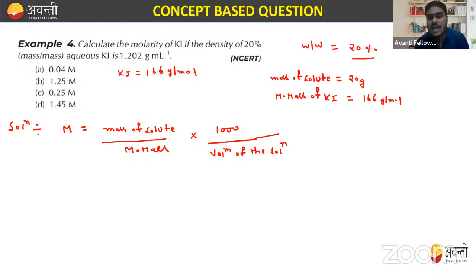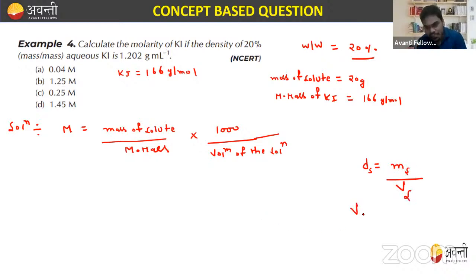Now, the big question is how will you find the volume of the solution? Because in this question, the volume of the solution is not given. To calculate the volume of the solution, we use the concept of density. Density is nothing but mass upon volume. Always remember, this is the density of the solution. So density of the solution is mass of the solution upon volume of the solution.